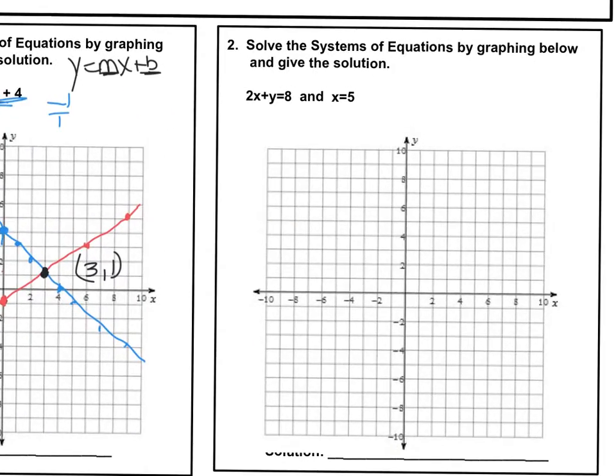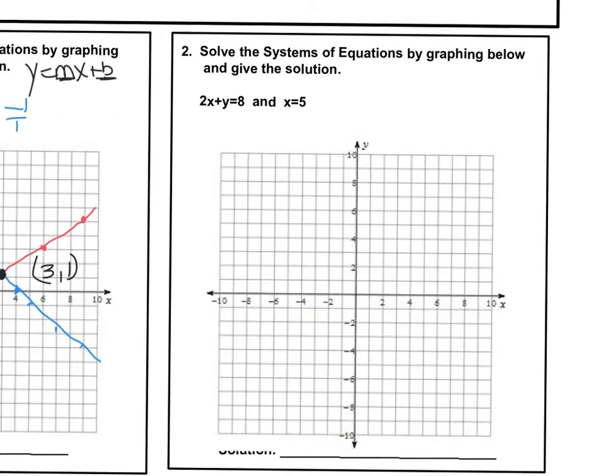If we look at number 2, this is in standard form. To graph it, I need to get it in slope-intercept form. In other words, I need to isolate the y variable. So I'm going to subtract 2x and take it to the other side. This equation is going to be y equals -2x plus 8. If I go to 8, that's my y-intercept, and my slope is -2 or -2/1.